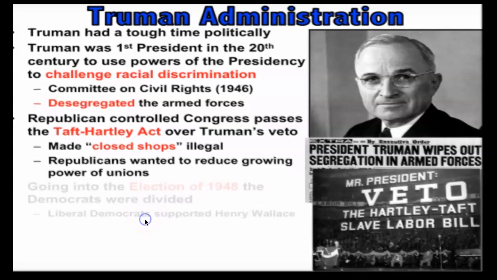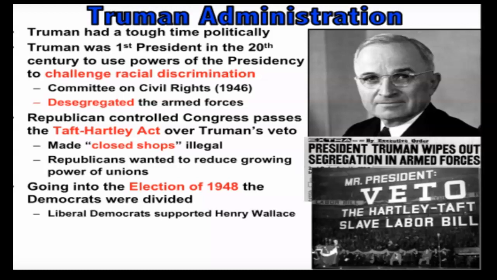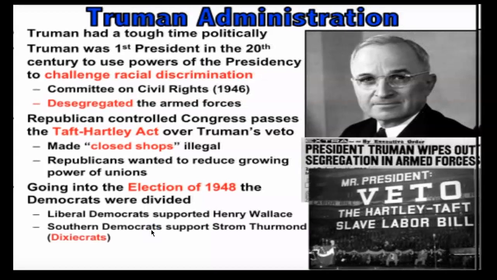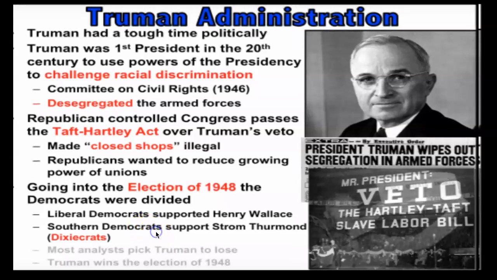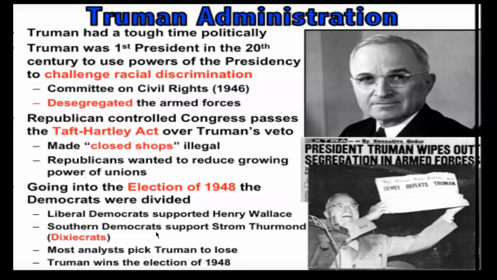Truman vetoed it, but Congress overrode his veto. So going to the election of 1948, the Democratic Party was actually quite divided. There was a faction known as the Liberal Democrats. They supported their candidate, Henry Wallace. And then you had Southern Democrats, known as Dixiecrats, support a man named Strom Thurmond. And then you had the other wing of the Democratic Party who nominated Harry Truman.